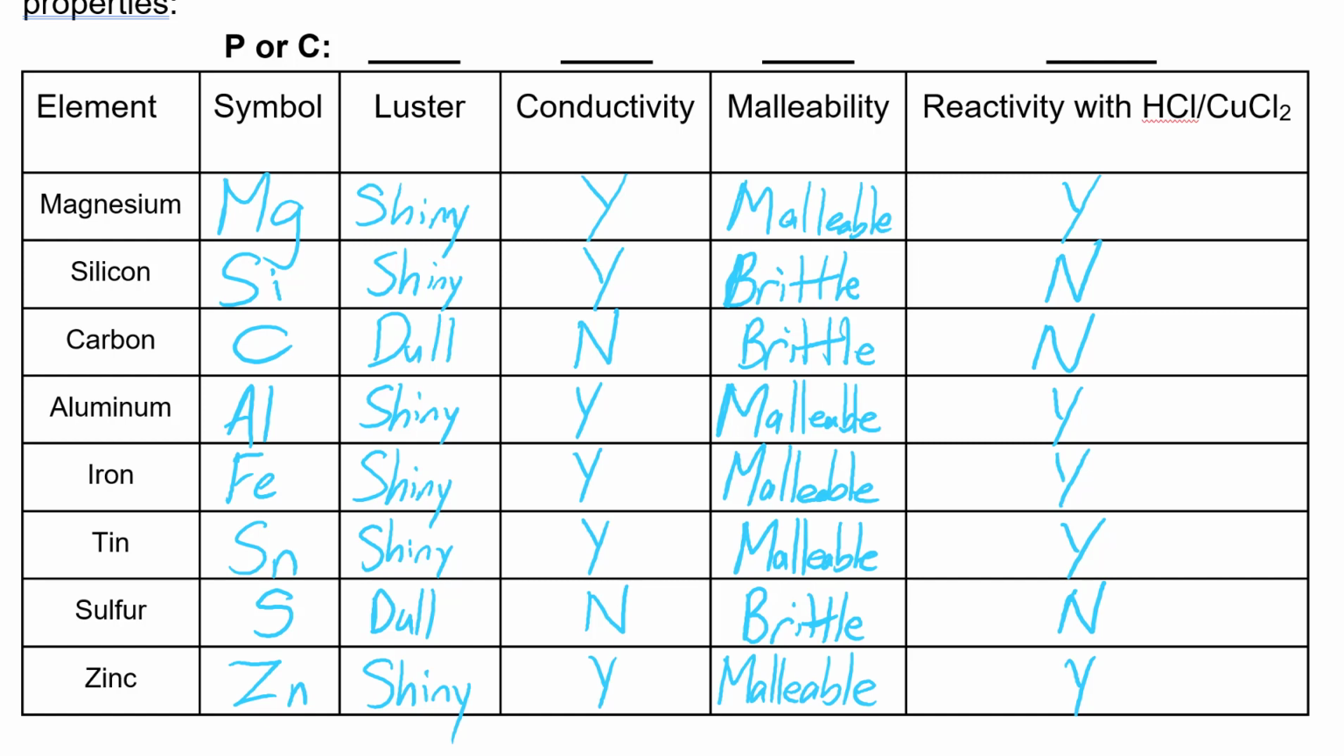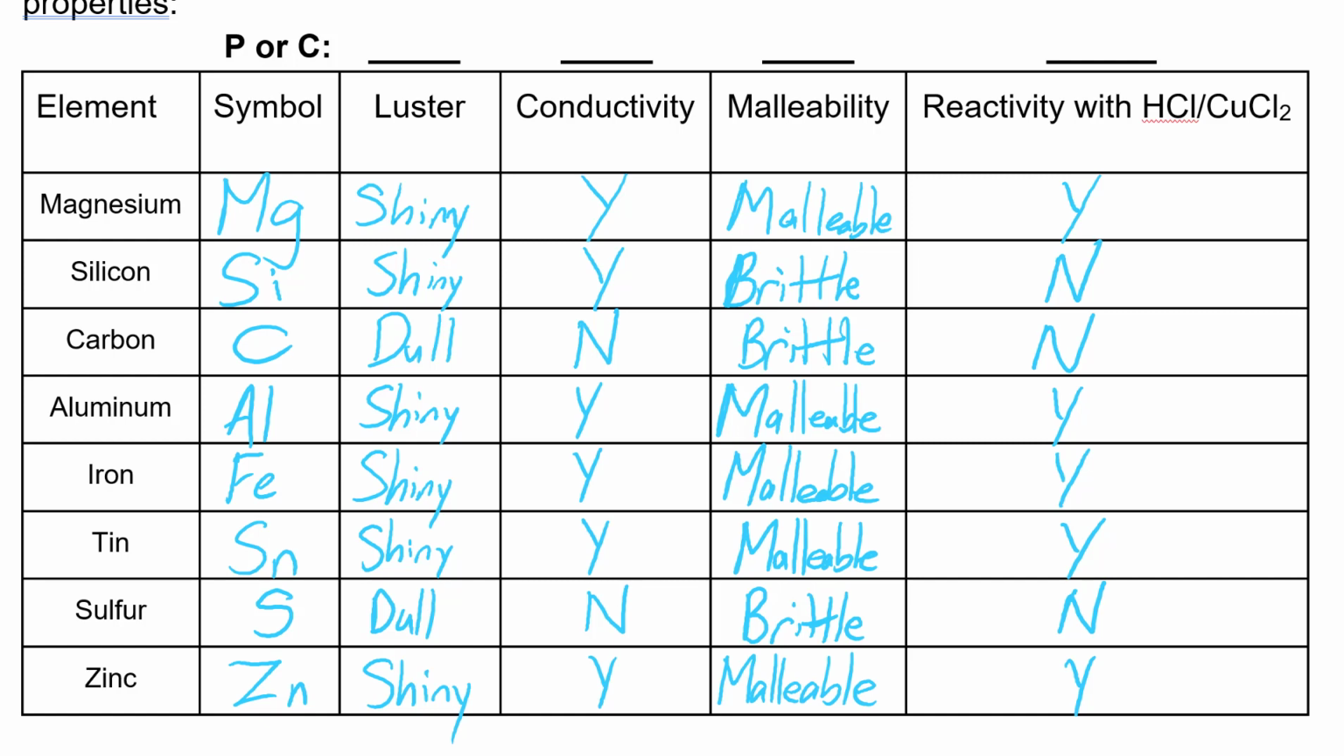Conductivity, we used a homemade conductivity meter that I made. A couple of wires attached to a light and a battery, and if the electricity passed through it, the light lit up. Malleability, you hit something with a hammer and decide whether it was malleable, whether it just bent but didn't break, or brittle, that it broke into little pieces.